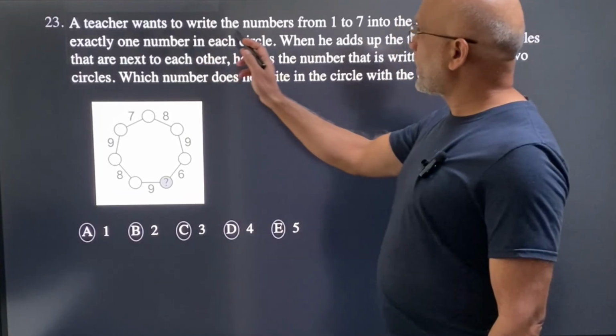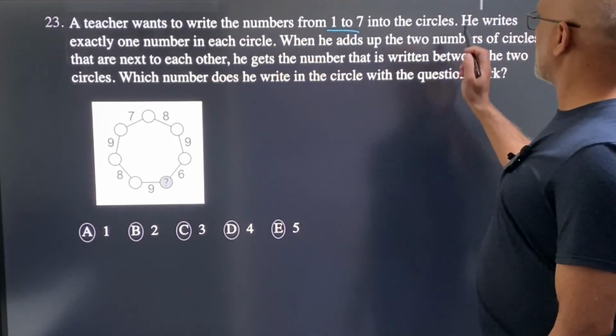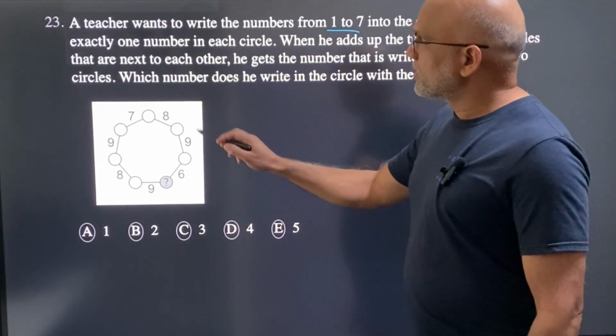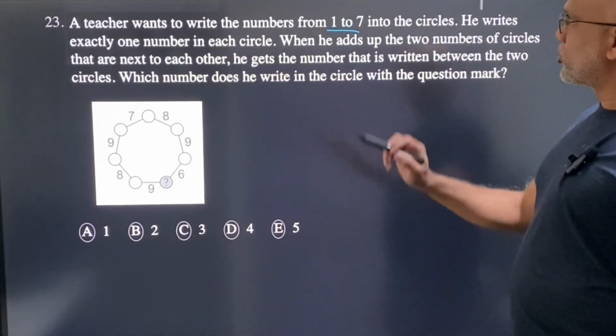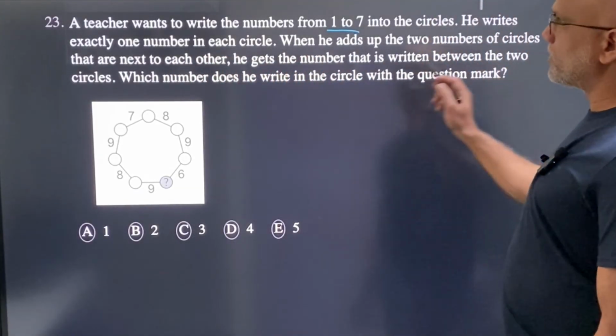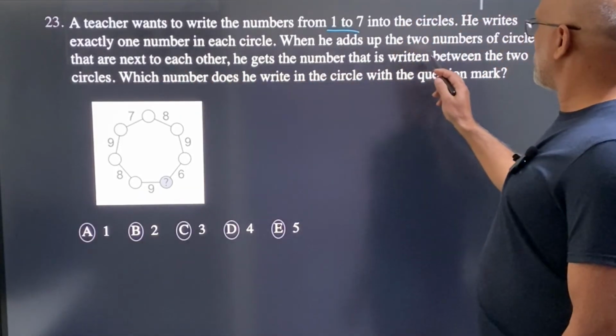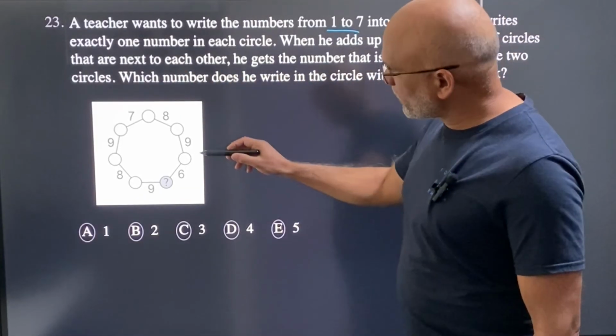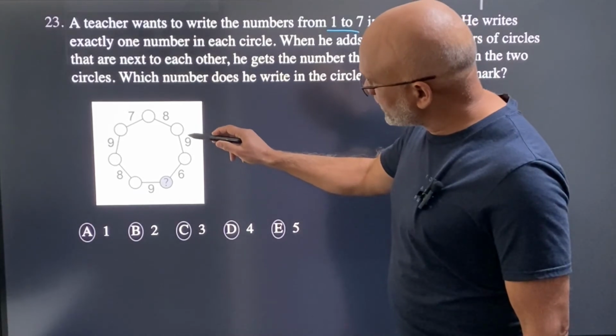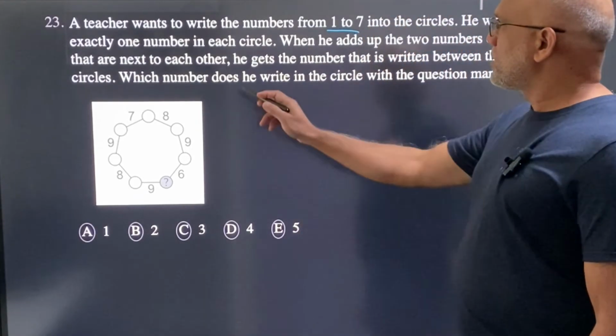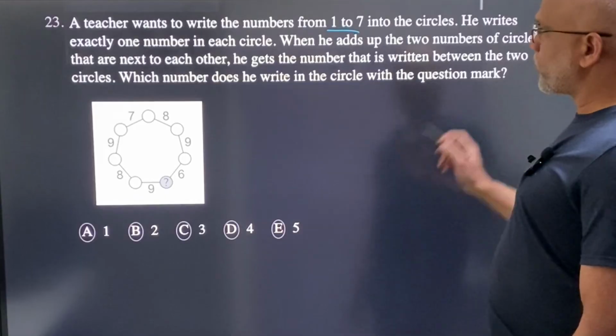A teacher wants to write the numbers from 1 to 7 into these circles. He writes exactly one number in each circle. When he adds up the two numbers of the circles that are next to each other, he gets the number that is written between the two circles. For example, the sum of this and this is this number. Which number does he write in the circle with the question mark?